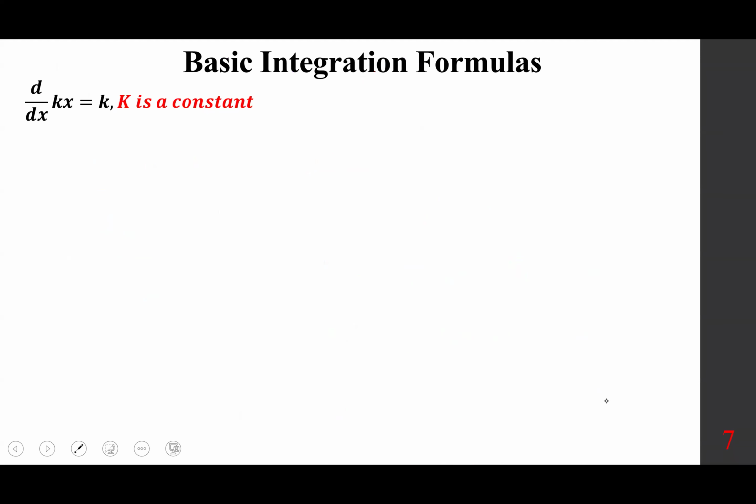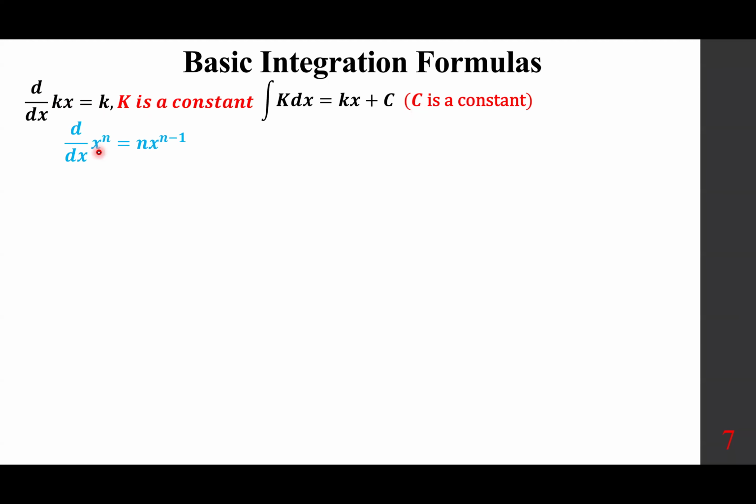Basic integration formulas. What is the derivative of k times x, where k is a constant? It is k. If that is the case, then what is the integration of the right side? That means the integral of k dx is kx plus c, and c, of course, is also a constant.